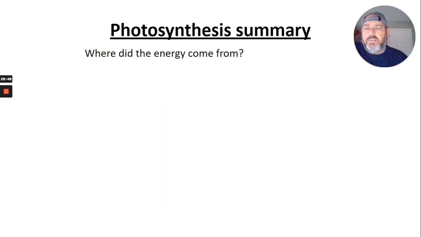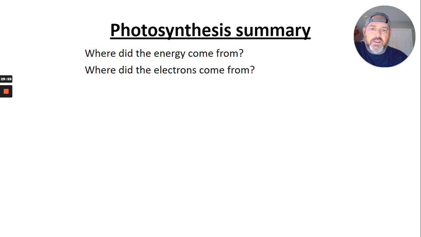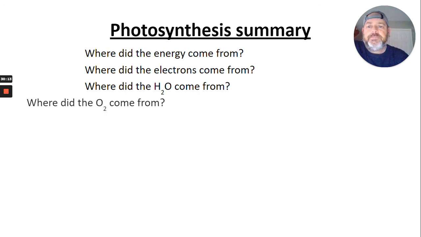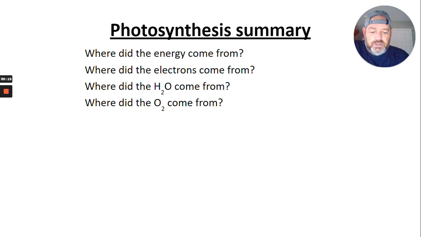Photosynthesis summary. So think about the equation of photosynthesis. Where did the energy come from? Hopefully you're saying the sun. Where did the electrons come from? Splitting of water. Where did the water come from? You could say a lot of different things for that. You could say rain, you could say ground. I mean, basically it's the groundwater, right? For the plant, it comes up through the roots. We can say that. Where did the oxygen come from? Splitting of water, right? You split the water and that oxygen goes out for us.